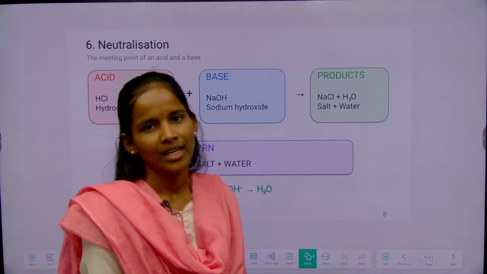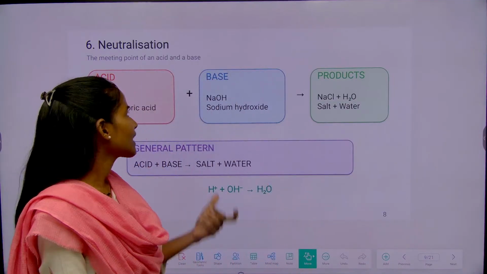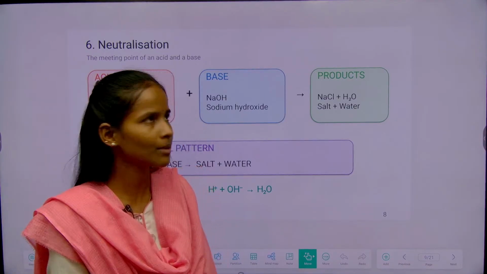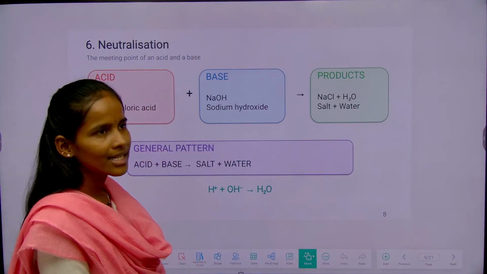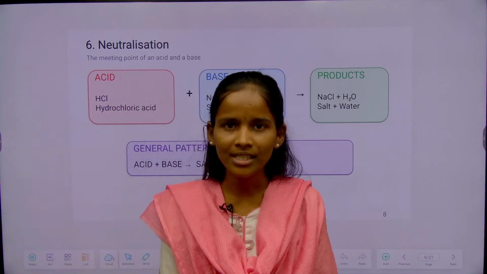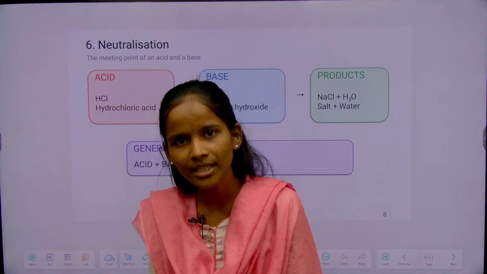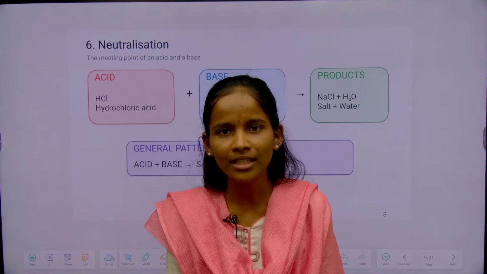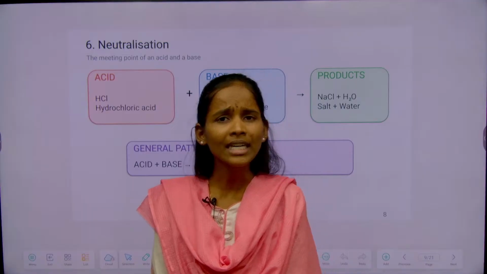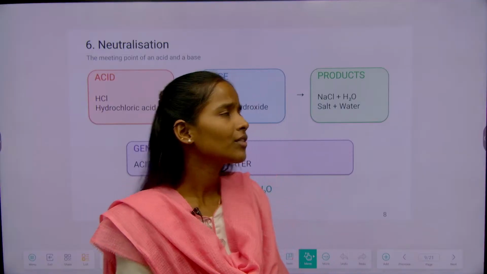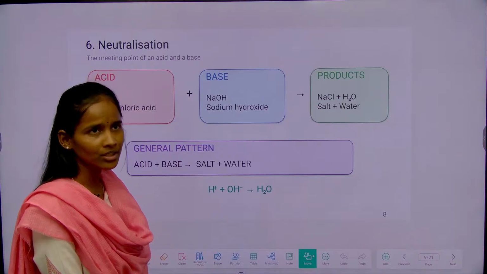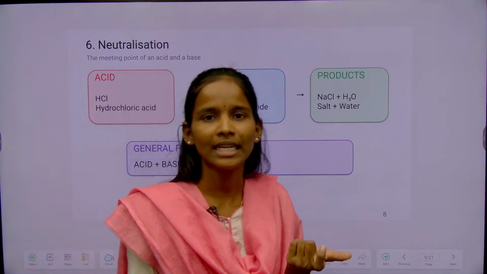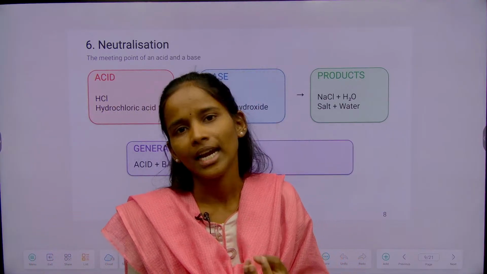This is Swapna, and in the last class we started acids, bases and salts in YouTube live sessions. We discussed what acids are and their characteristics, what bases are and their characteristics, and how to identify different types of acids and bases by using indicators. After that we discussed what a neutralization reaction is. When acid reacts with a base, it results in the formation of salt and water.